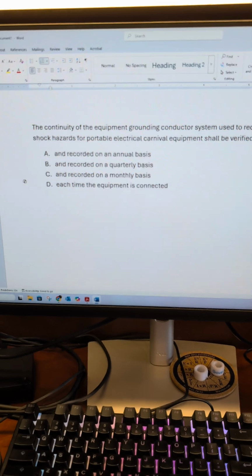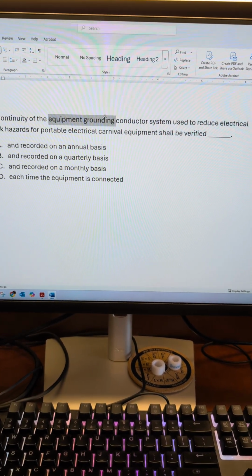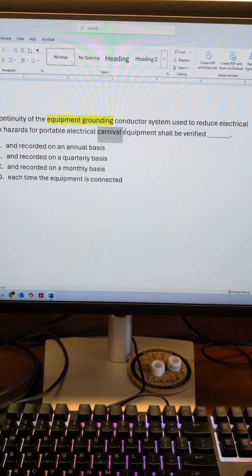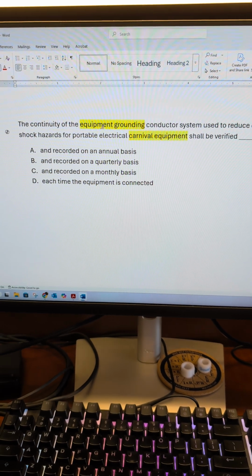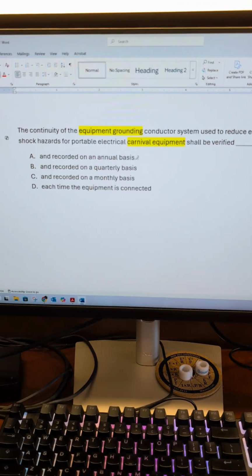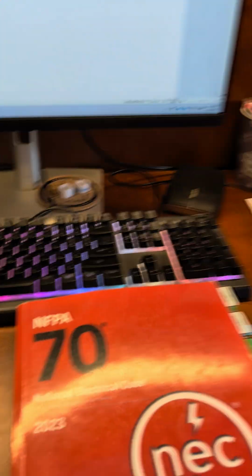Step 2 is find keywords or key phrases. The big one here is the equipment grounding, and the other one that stands out to me is carnival equipment, right? So we need equipment grounding for carnival equipment. If you didn't know, carnivals are actually listed in the NEC and have their own article.